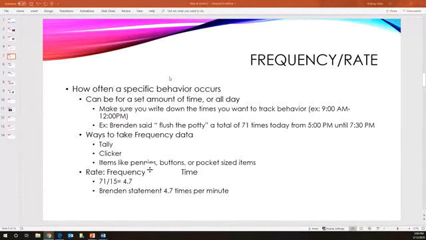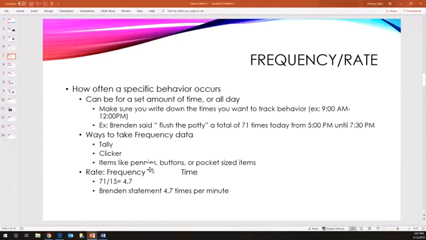When a behavior happens a lot, sometimes you don't have that paper to write on. That's when I personally like to use those little clickers, like the counters that they use when you're going through a ballpark and they start counting how many people are coming in. I like to use that a lot.